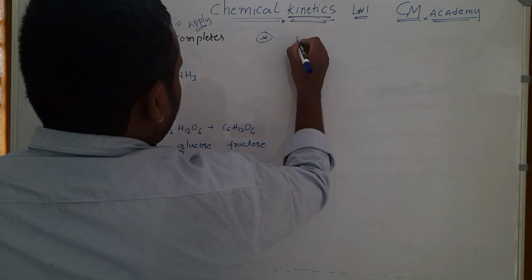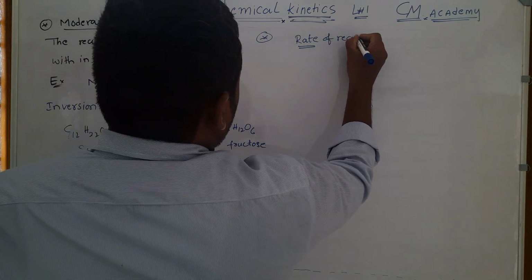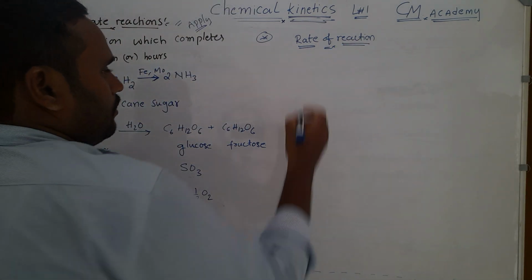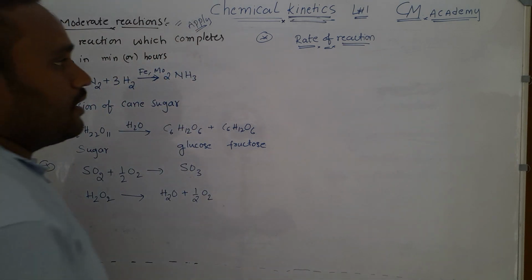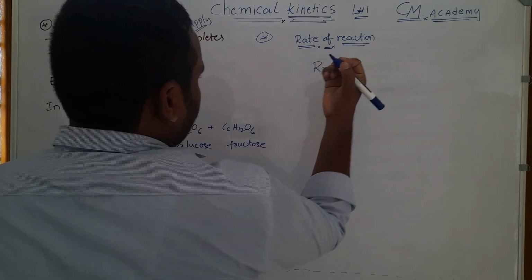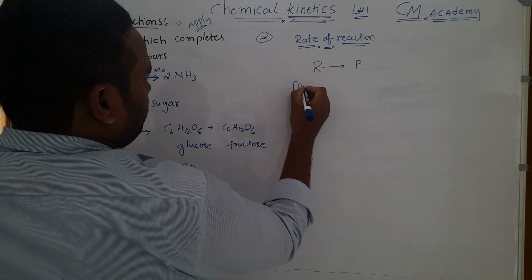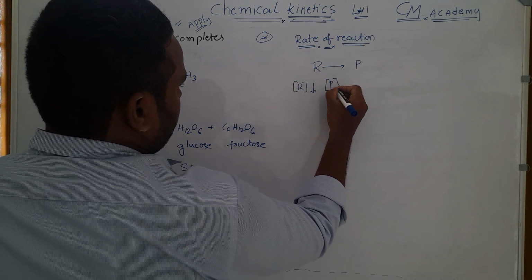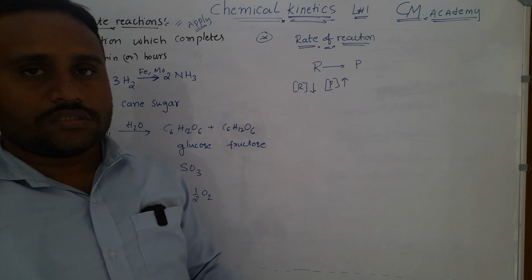First of all, rate. Let us give the proper definition of rate of reaction. We already know rate of reaction means the time required to complete the reaction. Let us see a hypothetical reaction, reactant converting into product. As time proceeds, the concentration of reactant decreases and the concentration of product increases.